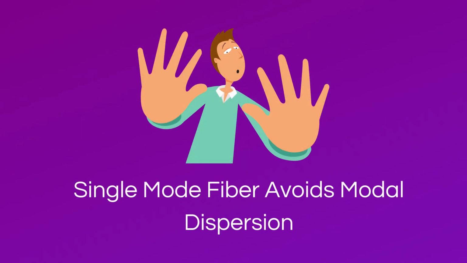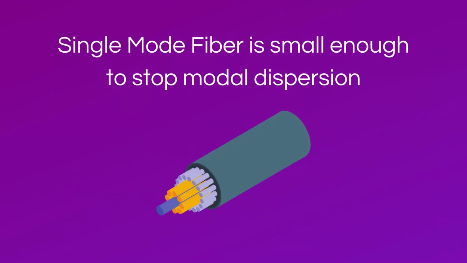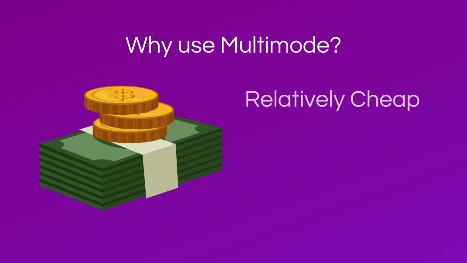This can be avoided by using single mode fiber. Single mode fiber is small enough that it only allows one path of light to travel per light pulse. By doing this, modal dispersion cannot occur and the efficiency of light travel increases. So why use multimode fiber if single mode fiber transmits light better? The answer is cost. Single mode fiber costs about 4 times more than multimode fiber.